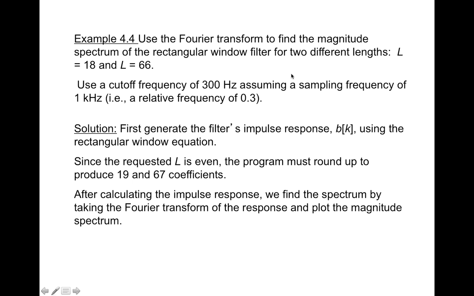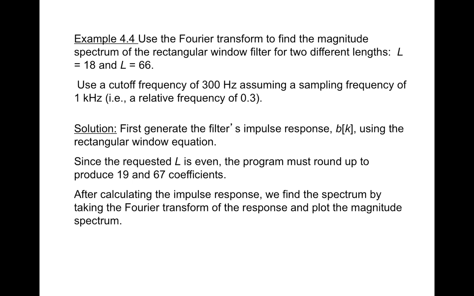So let's look at an example. Let's use a Fourier transform to find the magnitude spectrum of a rectangular window filter for 2 different lengths, one length of 18, one length of 66. And we want to use a cutoff frequency of 300 Hz. We have a sampling frequency of 1 kHz. So our relative frequency is 0.3.